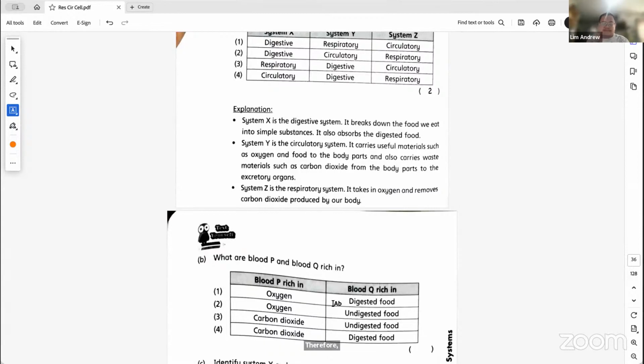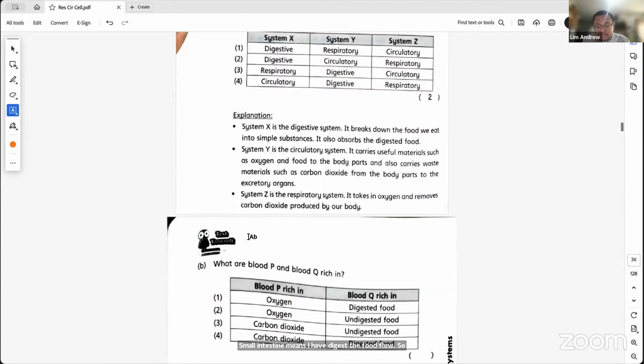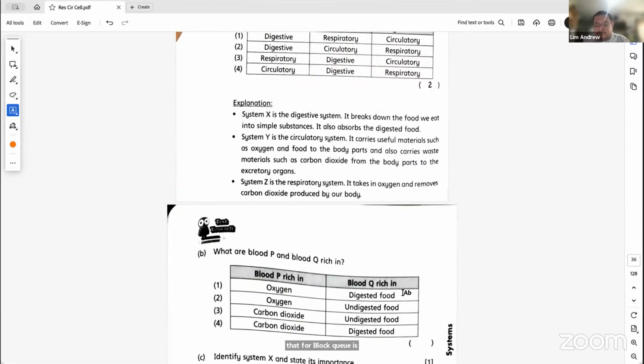Now look at Q. Q is from the food. Food is small intestine. Small intestine means I have digested food flow. So therefore, blood Q is rich more in digested food, which is answer number 1. All right. Whereby oxygen gets into the bloodstream from the lungs to the heart. Then Q actually is digested food getting to the bloodstream from the small intestine. Therefore, answer is number 1. All right.